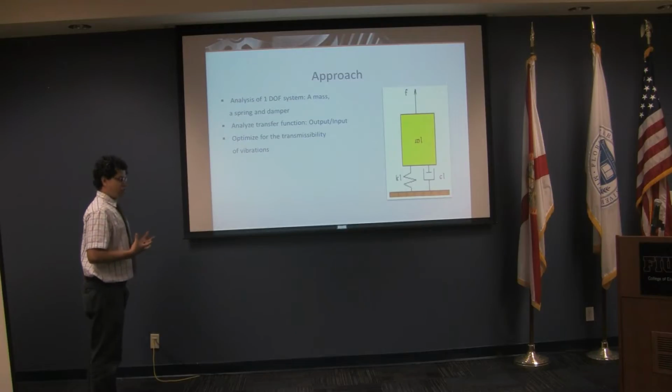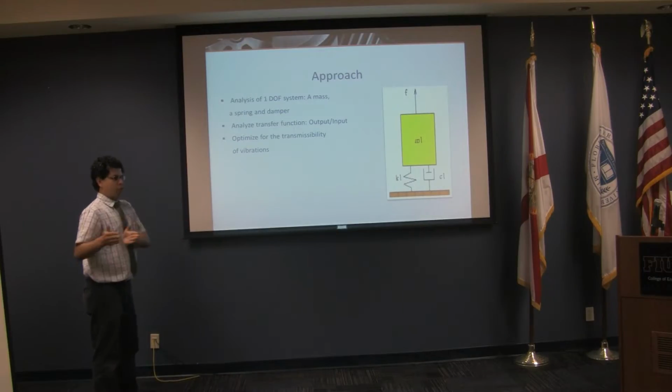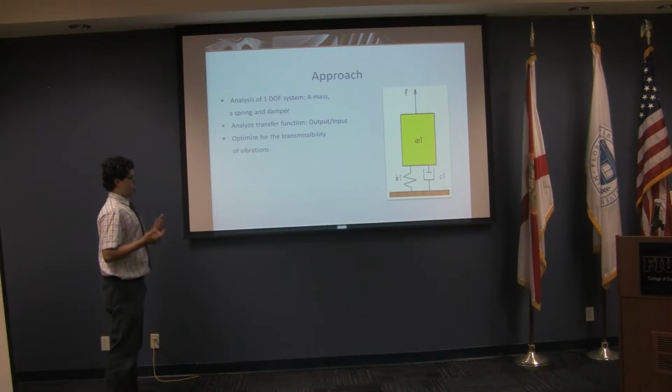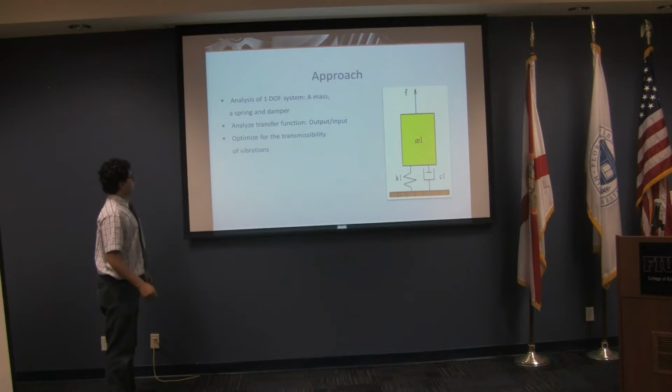We're going to create a transfer function, which is going to get the output and the input. We're going to make a ratio, and then we're going to compare through different frequencies to see how effectively we can shift or move the natural frequency of the system and create a variable damping system.